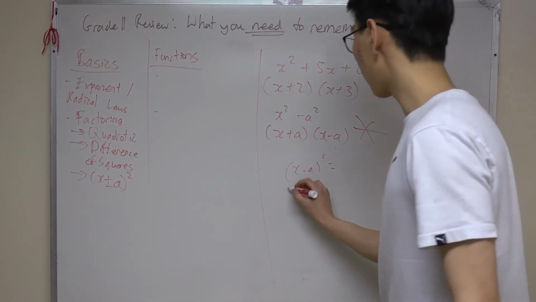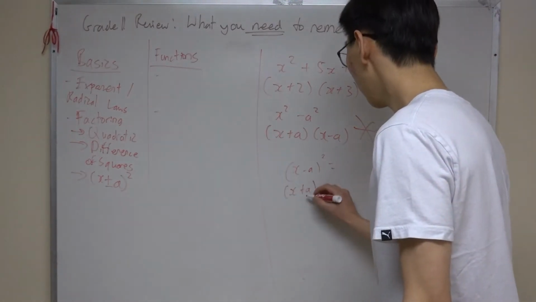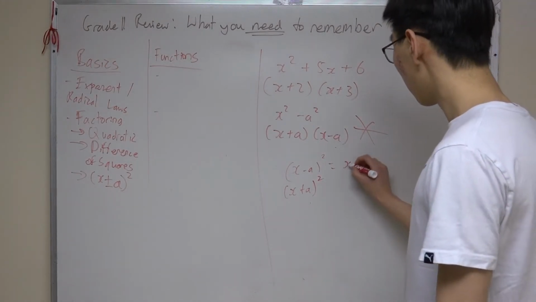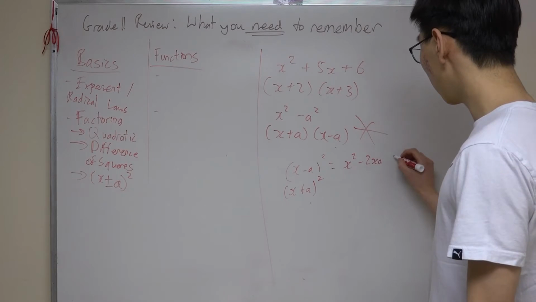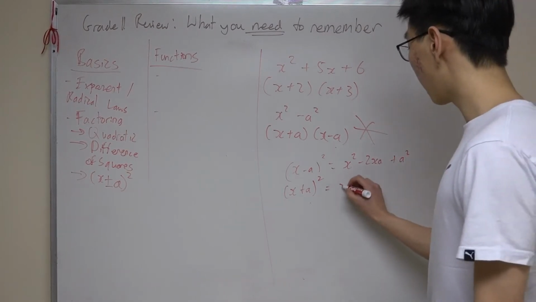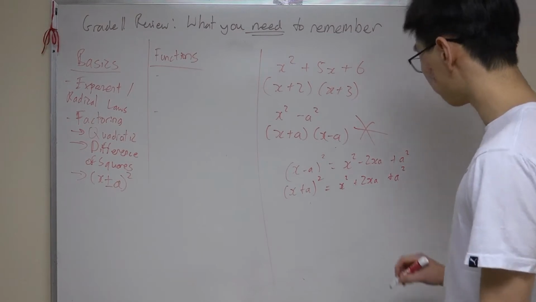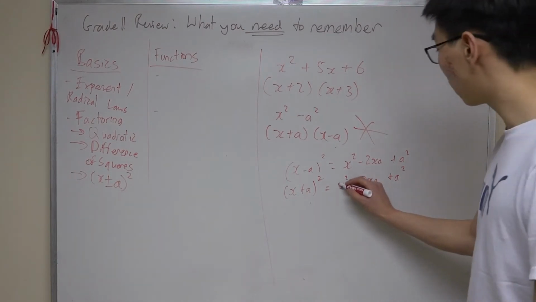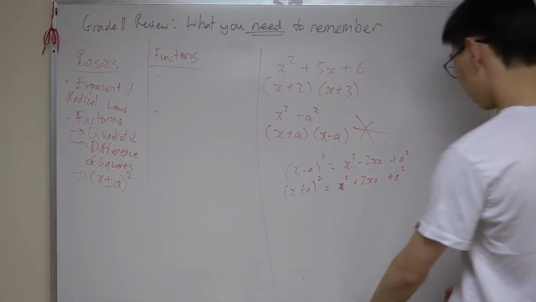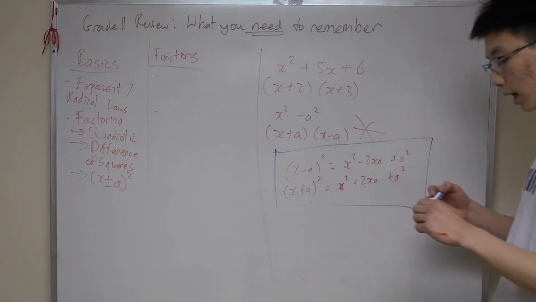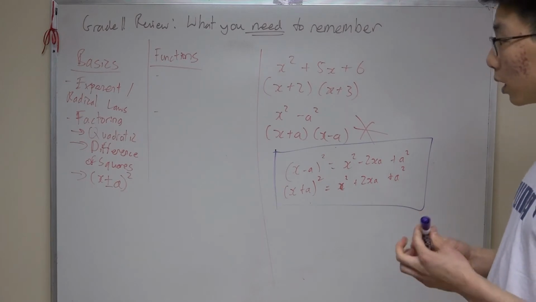So, of course, the correct formulas, and if you don't remember these, you should be able to derive them by yourself. It's not very difficult. x squared minus 2xa plus a squared, and x squared plus 2xa plus a squared. Okay? These two formulas should be really familiar to you. And if they're not by now, make sure they are as soon as possible.